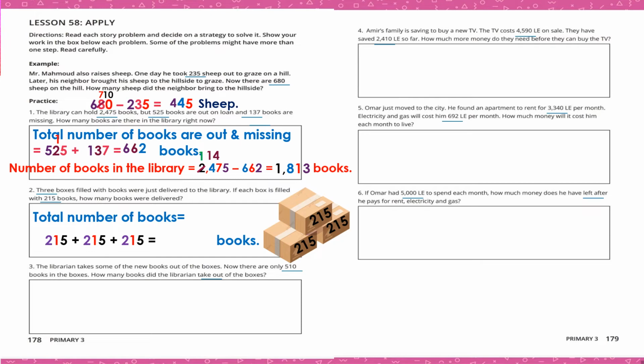Solve ones with ones. 5 plus 5 plus 5 equals 15. 5 and carry up 1, or regrouping 1. 1 plus 1, 2. 2 plus 1, 3 plus 1, 4. And the last, hundreds with hundreds, 2 plus 2 plus 2, 6. So the total number of books in the three boxes equals 645. 645 books.